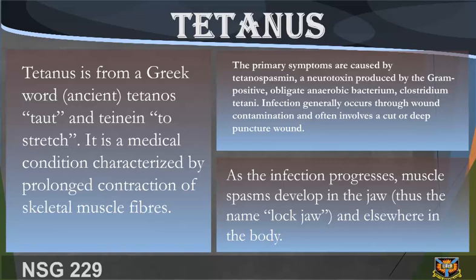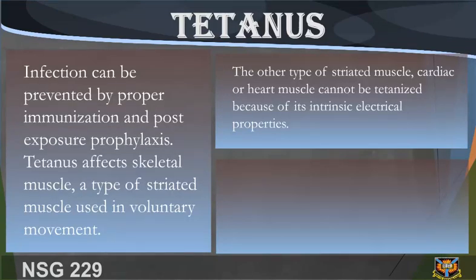Tetanus. Tetanus is from a Greek word, tetanos, from teinein, to stretch. It is a medical condition characterized by prolonged contraction of skeletal muscle fibers. The primary symptoms are caused by tetanospasmin, a neurotoxin produced by the gram-positive obligate anaerobic bacterium, Clostridium tetani. Infection generally occurs through wound contamination and often involves a cut or deep puncture wound. As the infection progresses, muscle spasms develop in the jaw, thus the name lockjaw, and elsewhere in the body. Infection can be prevented by proper immunization and post-exposure prophylaxis.